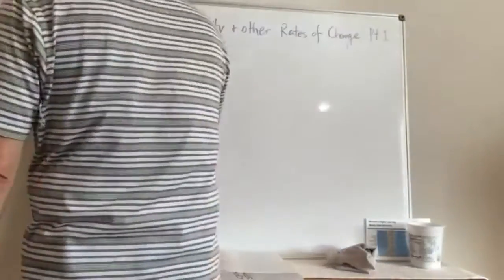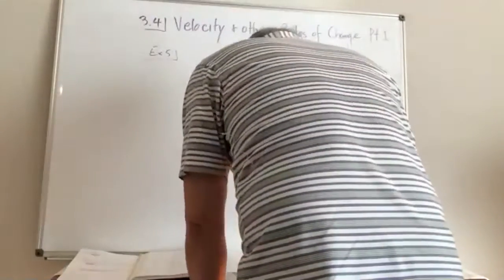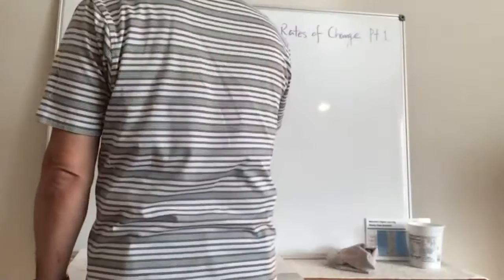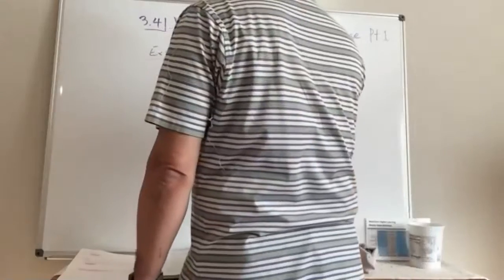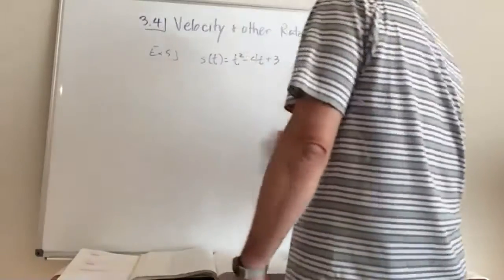Okay? So example number 5, it says we have a particle that moves along a line so that its position at any time is given by the function S of t is equal to t squared minus 4t plus 3. Okay.